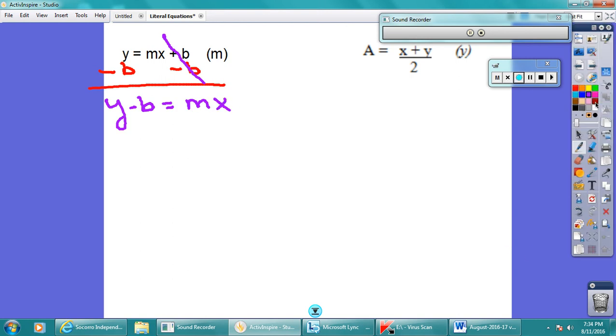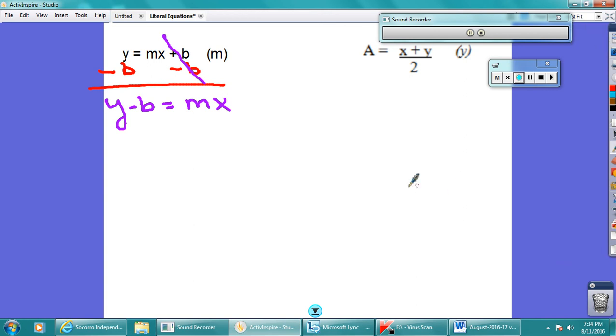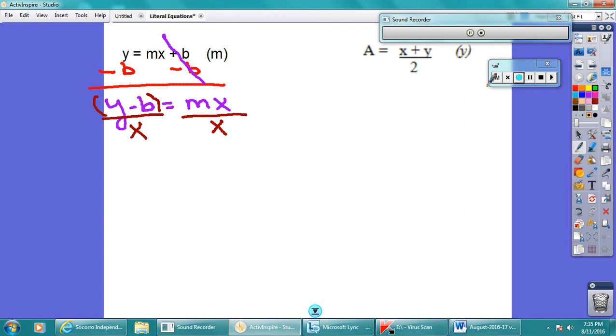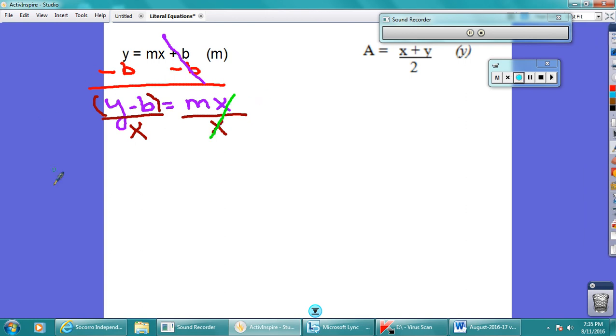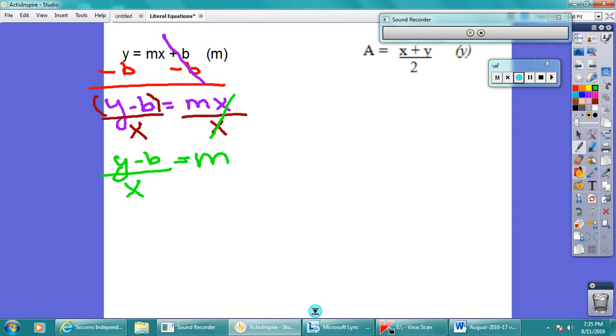Okay, so we're going to keep going. We're solving for m. So if we're solving for m, what do we need to get rid of? The x. Okay, so now the x's cancel. And you're left with that. There you go.